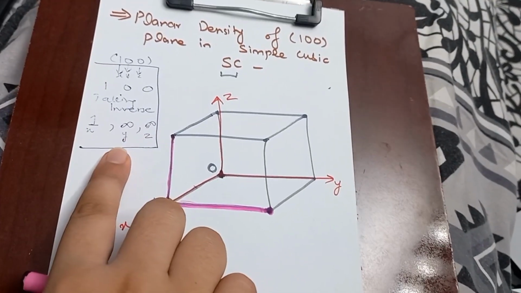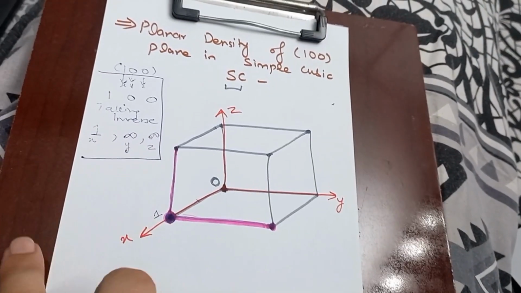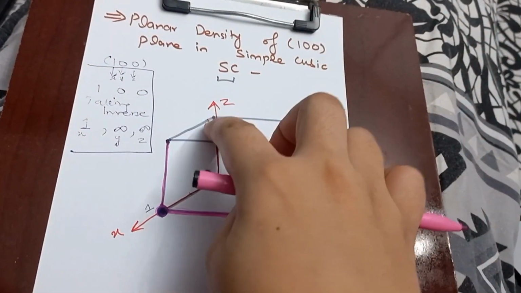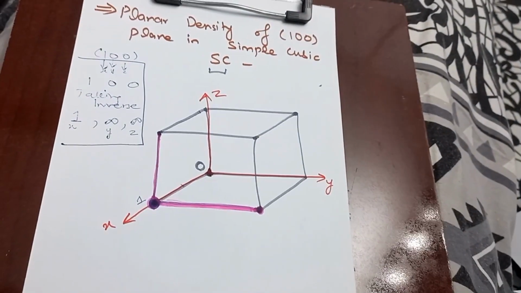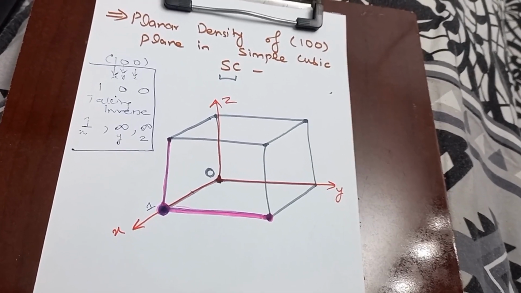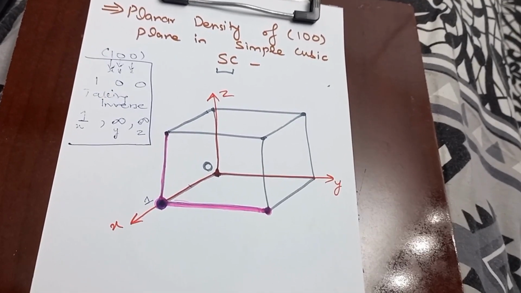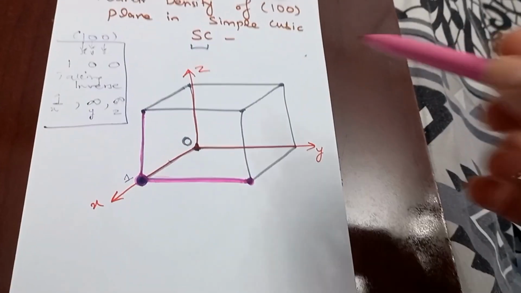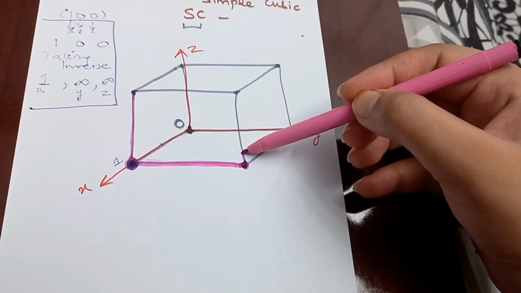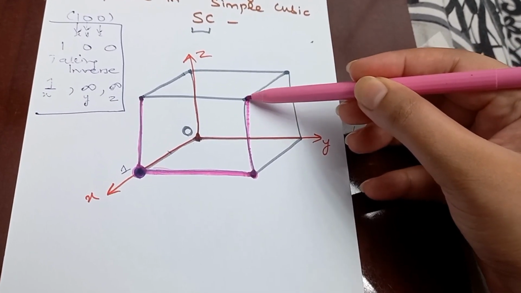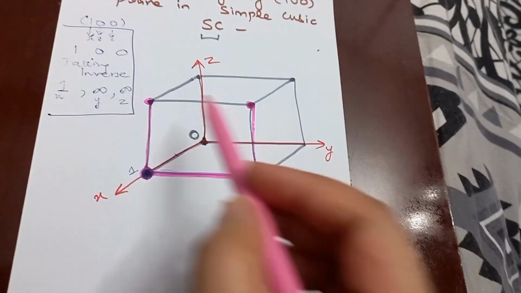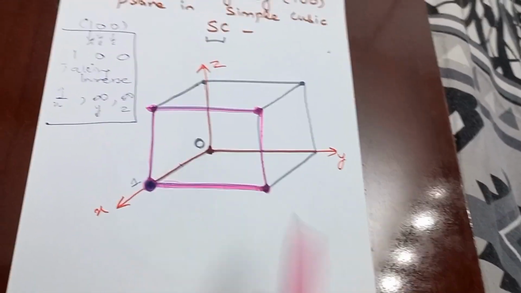If the intercepts would have been different, then we'd have to draw the plane on the axis lines. But if it's infinity, then you have to do that process from the points which are already known about the plane. So that's the difference that you have to keep in mind. Likewise, from this point we'll draw a parallel line to the z direction, up to the other corner of the unit cell. Now join these 2 points together.